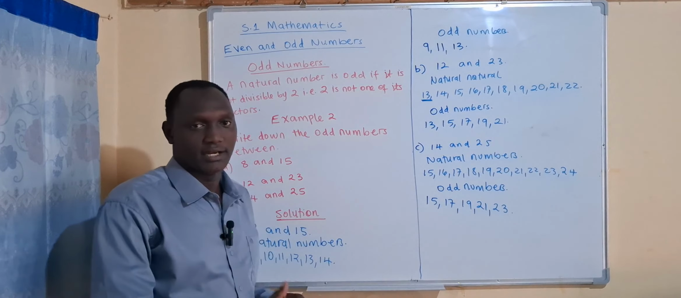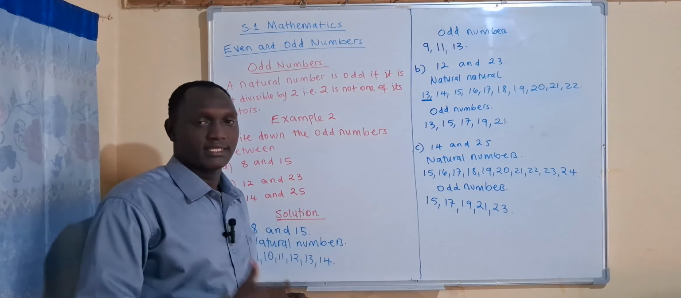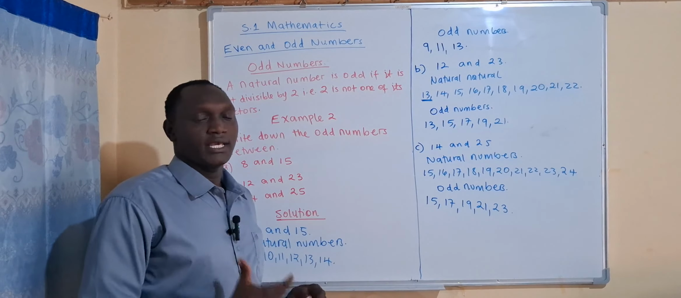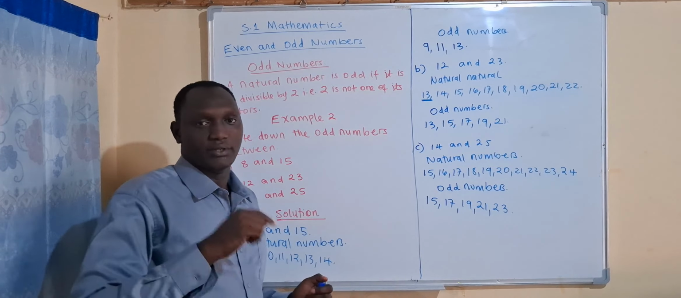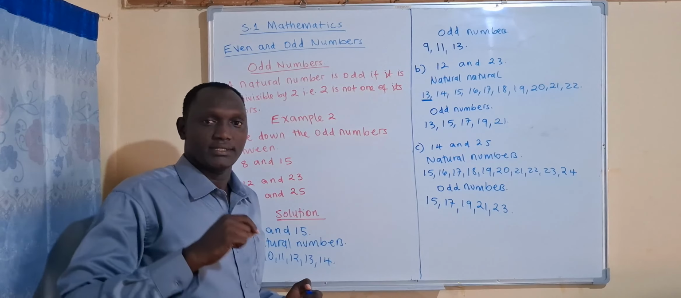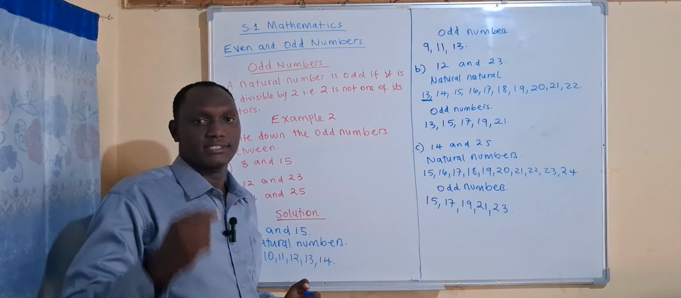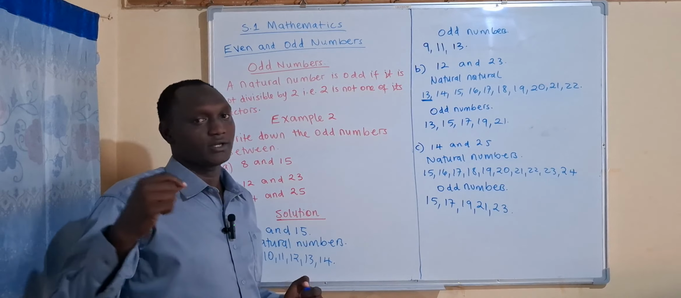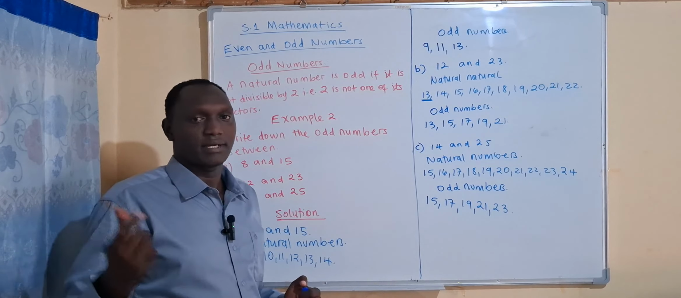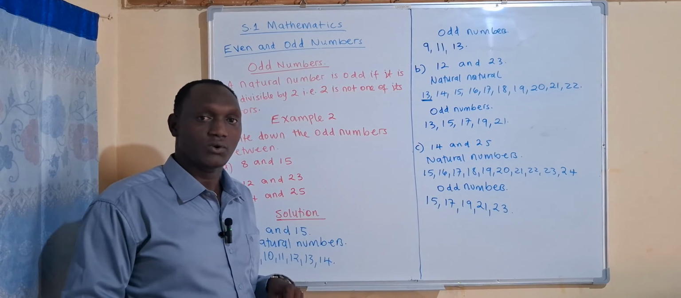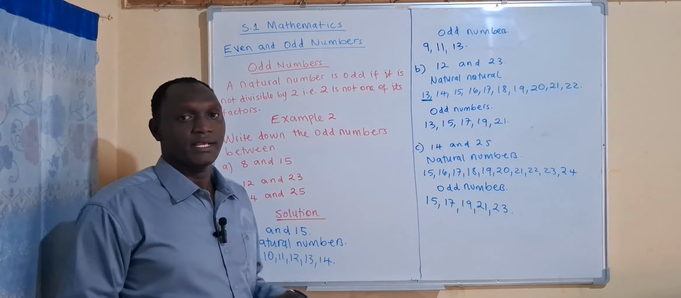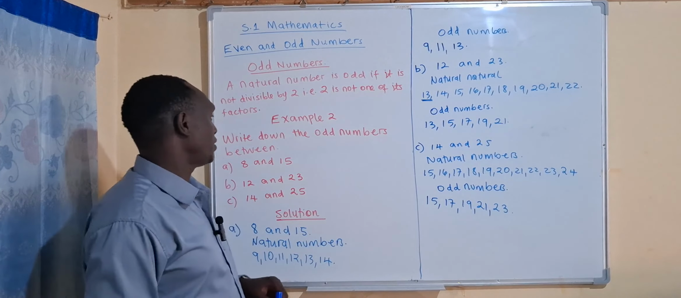You can simply use the calculator, and then you start dividing each of the numbers by 2. If there is a remainder, if your calculator is in decimal places, you get point something. The moment you get point something, and it is not point 0, it is point either 1, 2, up to 9, and other numbers, the number is not even, it is odd. It is not exactly divisible by 2.